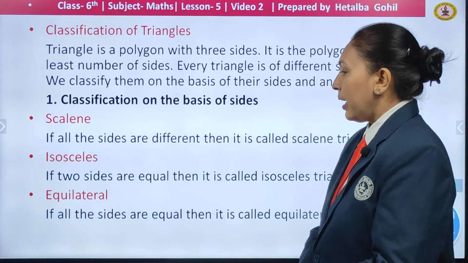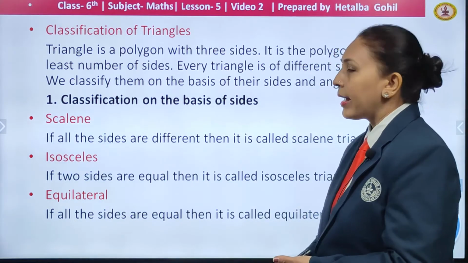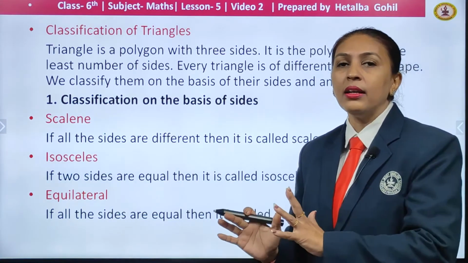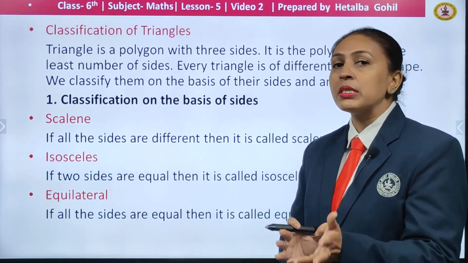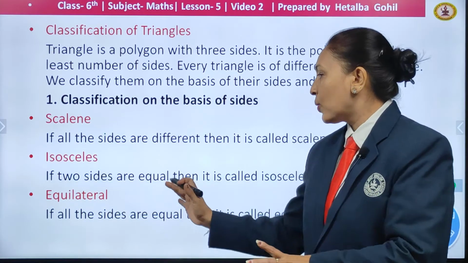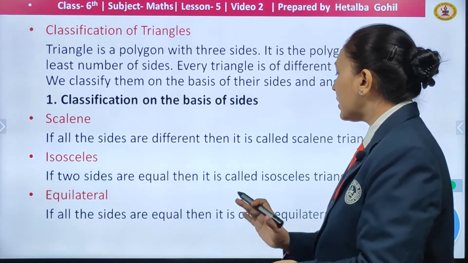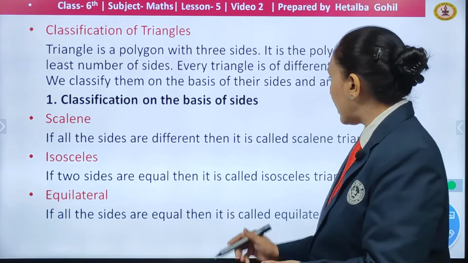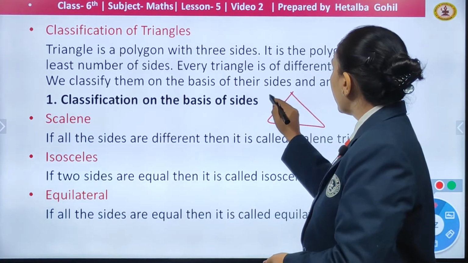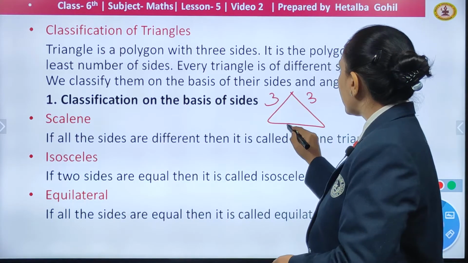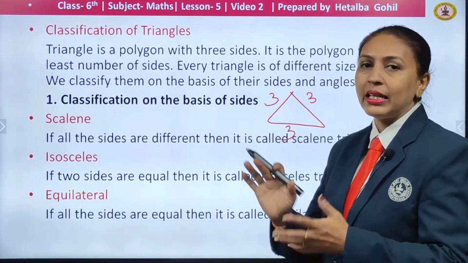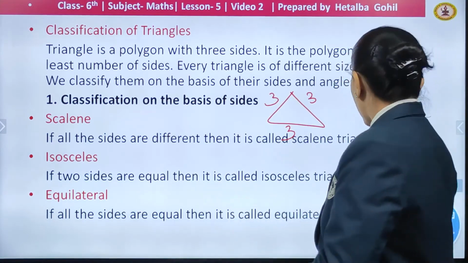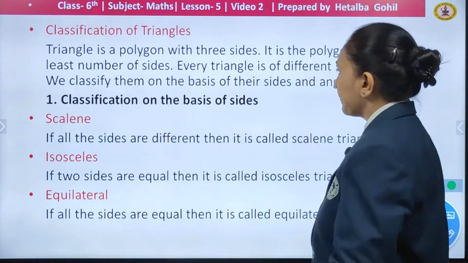Equilateral. If all the sides of the triangle are equal. Equilateral itself means, lateral means sides, equi means equal, equal sides. So the triangle having all the sides equal is called an equilateral triangle. That means the measurement of the given triangle, suppose all the three sides are of the same measurement, 3, 3, 3. Such a type of triangle we call an equilateral triangle.